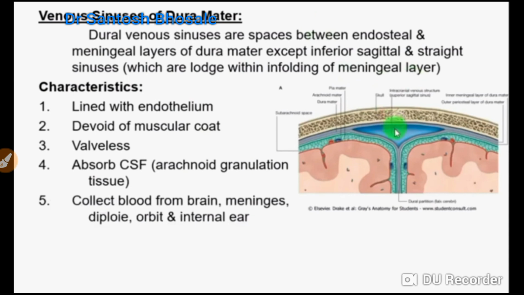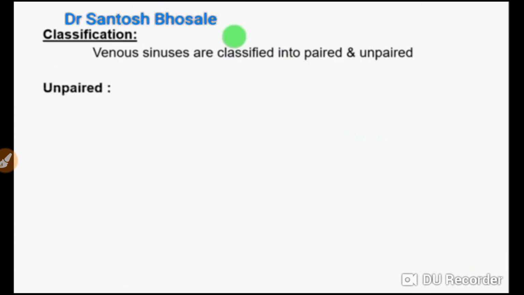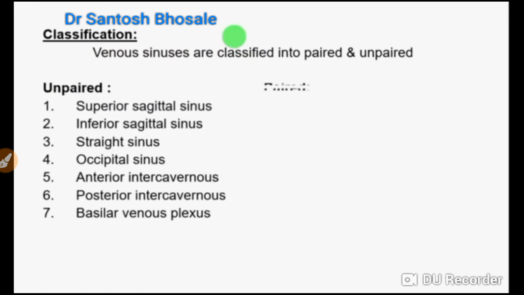Coming to the features of dural venous sinuses, they are lined with endothelium, they are devoid of muscle coat, they are valveless, and their main job is to absorb CSF and collect blood from brain, meninges, diploic veins, orbit and internal ear. So these are called dural venous sinuses because they are located in the dura mater. As you know already, dura mater has two layers, outer endosteal and inner meningeal, and these sinuses occupy the space where the layers separate.